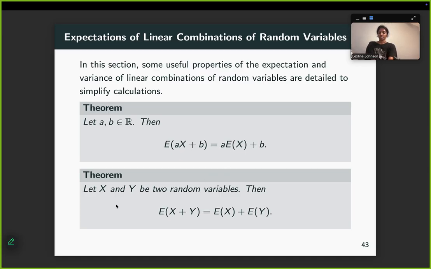Our next theorem here is for calculating our expected value of two random variables. So if we're trying to calculate our expected value of x plus y, that is equal to the expected value of x plus the expected value of y.